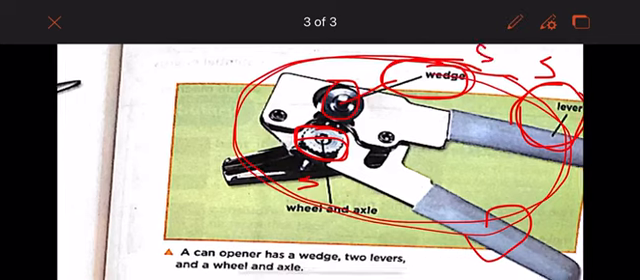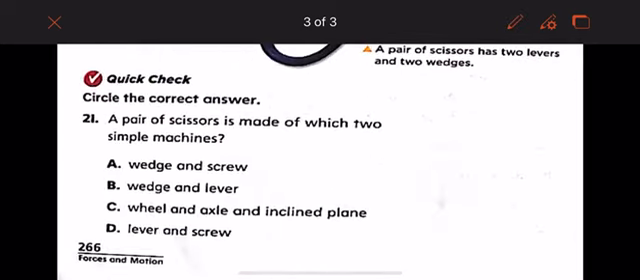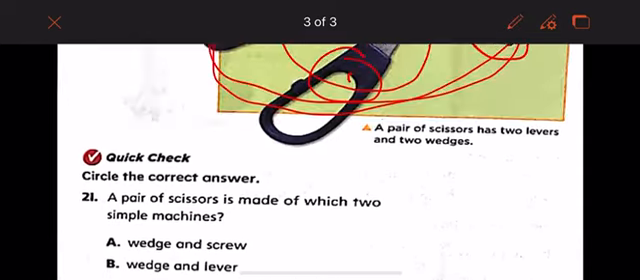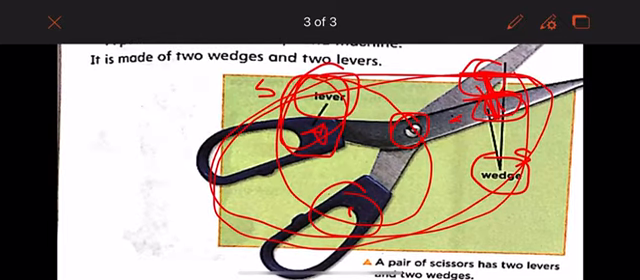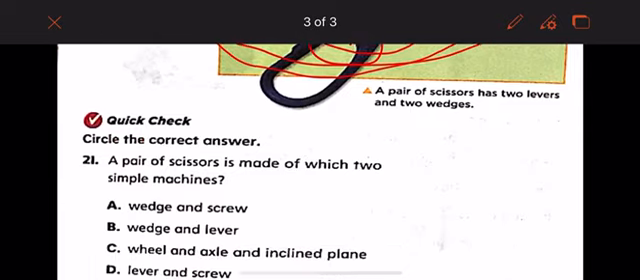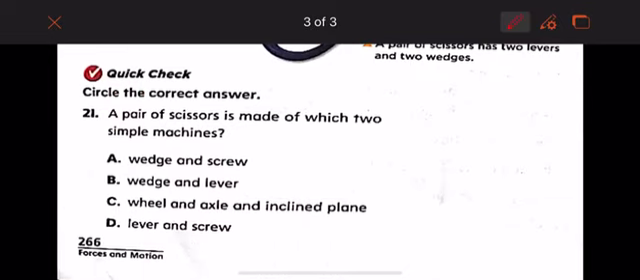All right, let's move on. Circle the correct answer. A pair of scissors is made of two simple machines. Remember, lever and wedge. Let's look here. Is it made of wedge and screw? No, wedge and lever. Yeah.